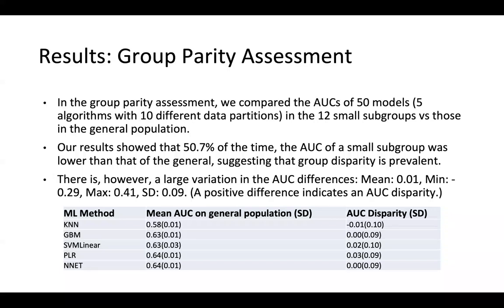However, despite this prevalence, there exists a significant variation in AUC differences, the mean being 0.01, the minimum being negative 0.29, the maximum being 0.41, and the standard deviation being 0.09, where a positive difference indicates AUC disparity. This detailed information is also shown below on a graph that outlines each machine learning method, the mean AUC on the general population, and the AUC disparity with standard deviations included.